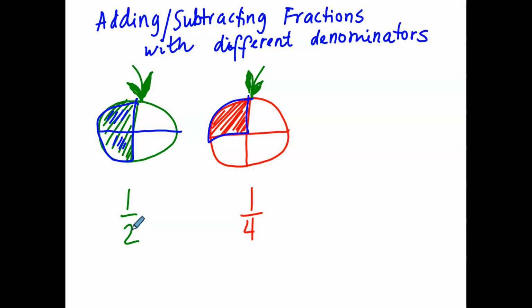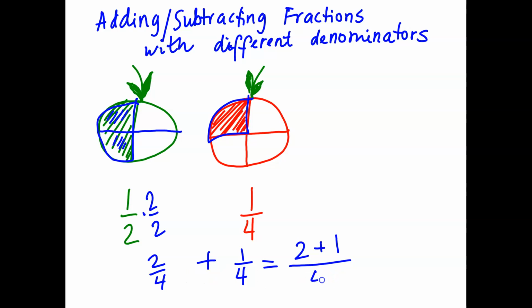Remember how to build equivalent fractions? Multiply by 2/2. The first fraction becomes 2/4 plus the second fraction is 1/4. Now they have the same denominator. Now we can add numerators. 2 plus 1, keep the denominator 4, is equal to 3/4. Now we can say we ate 3/4 of an apple because these 3 pieces represent the same quantity.